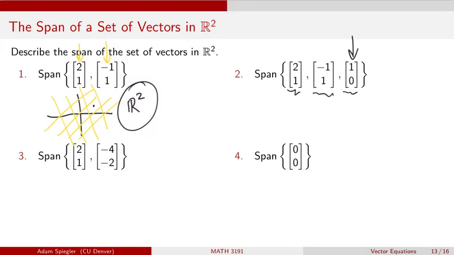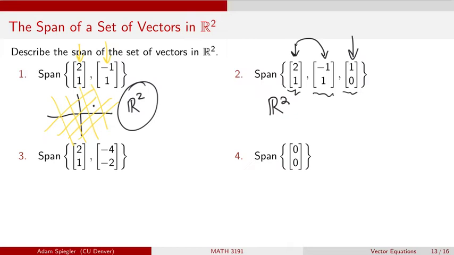So I can get anywhere that I want in the plane R2 by taking some combination of these two vectors. So adding in the third vector doesn't add any additional vectors to the span of this set. We already can get all of R2 from the first two vectors. So by adding in this additional vector 1, 0, I haven't changed the span of this set.